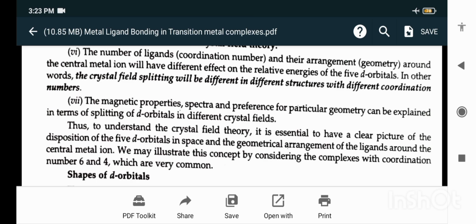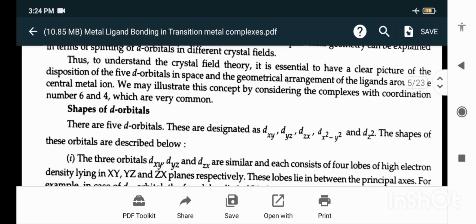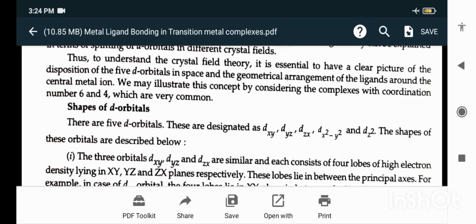Thus, to understand the crystal field theory, it is essential to have a clear picture of the disposition of the 5d orbitals in space and the geometric arrangements of the ligands around the central metal ion. We may illustrate this concept by considering the complexes with coordination numbers 6 and 4, which are very common. Shapes of d orbitals. There are 5 d orbitals.